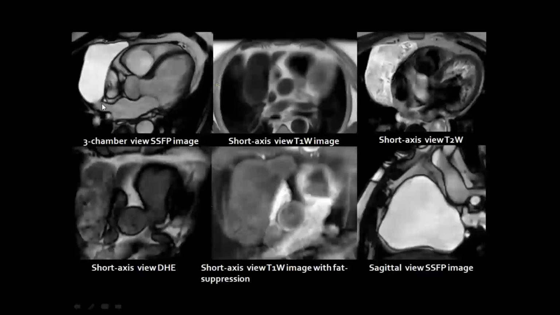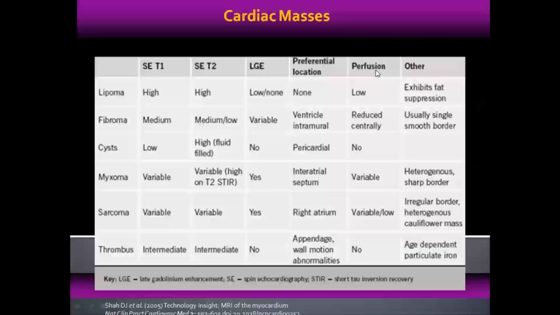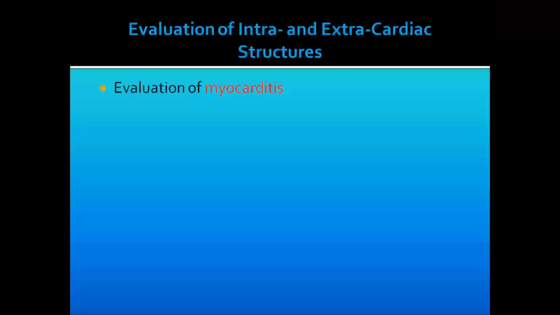This is an example of a mass in the pericardium which is high in T2 signal, that is a pericardial cyst. So again, this is the table that we showed previously, and we can differentiate between different cardiac masses.